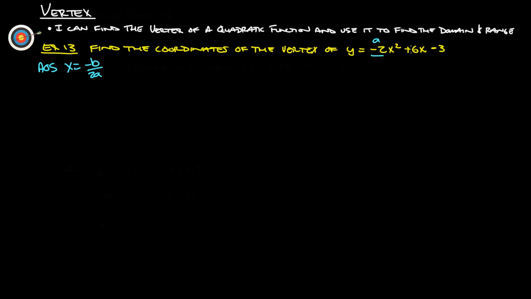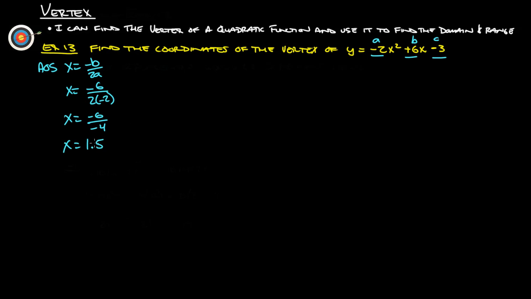So let's see. A is negative 2. B is positive 6. And we don't even need c, but c would be negative 3. Okay? So in this case here, we get x equals negative 6 over 2 times negative 2. So that gives us negative 6 over negative 4, which is 1.5. So there's our x coordinate. Okay, or you can put it as 3/2 or 1.5, whichever one you want.